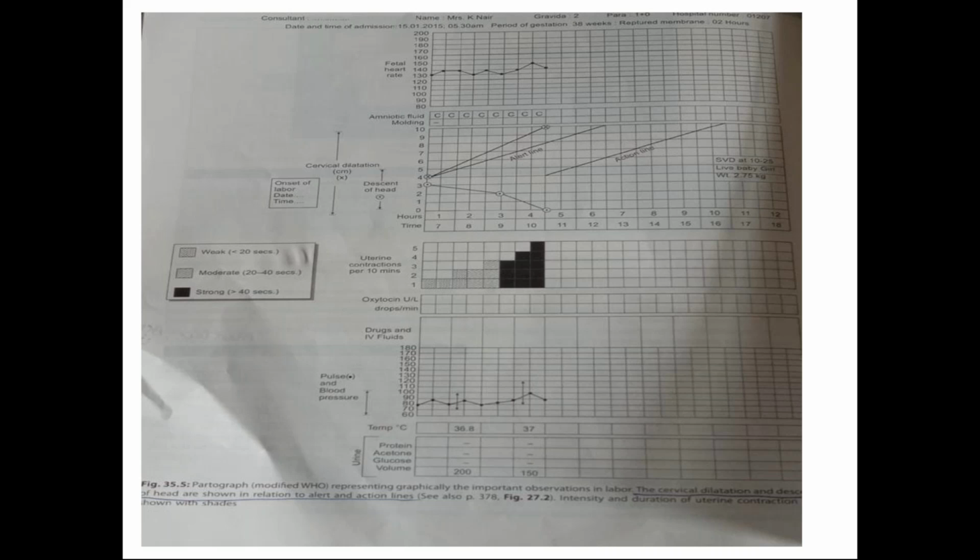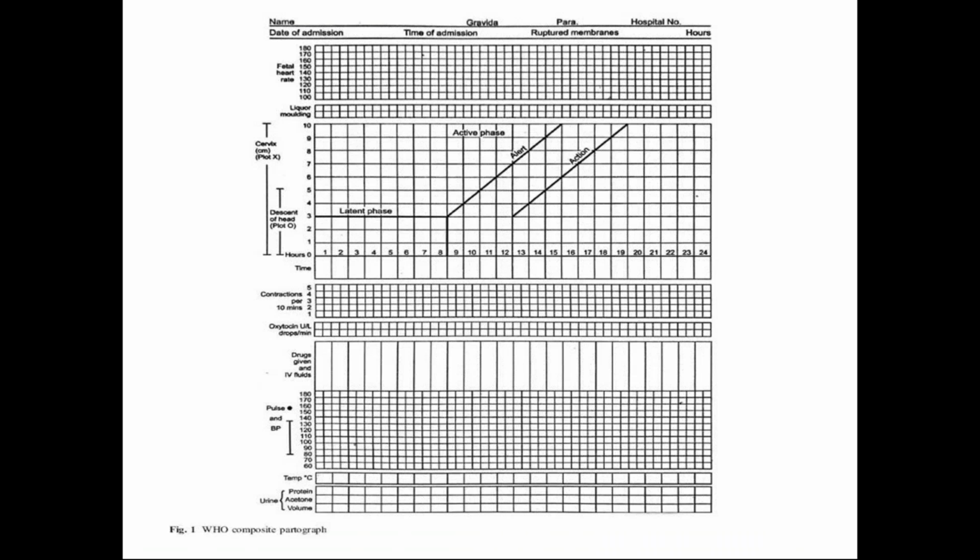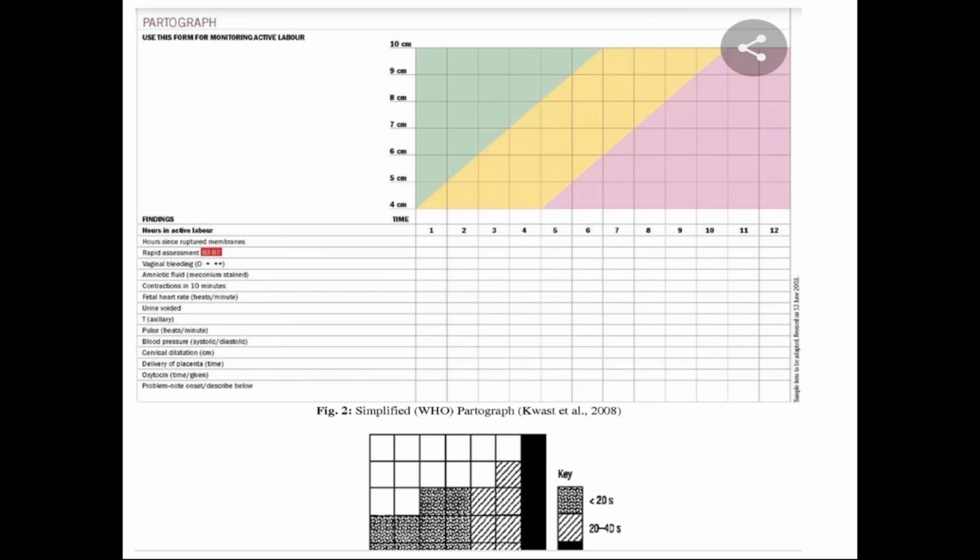Next column is the oxytocin. In the next column, we will write the drugs and IV fluids. Next, there is BP, blood pressure. In the next column, we will mark the temperature and next urine analysis. This is the WHO partograph. And after in the labor, we will write the findings in these columns like membranes rupture, and everything. We will mention them.